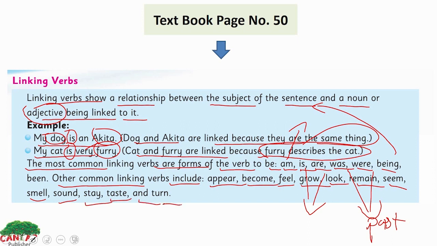But one thing always remember, dear students: if in a sentence we don't have these linking verbs, then these other verbs can act like a linking verb. But if we have am, is, are, was, were, being or been in a sentence, then they act like the linking verb. But if we don't have them, the other verbs act like a linking verb in a sentence. Let's do the exercise so it will clear your concepts.